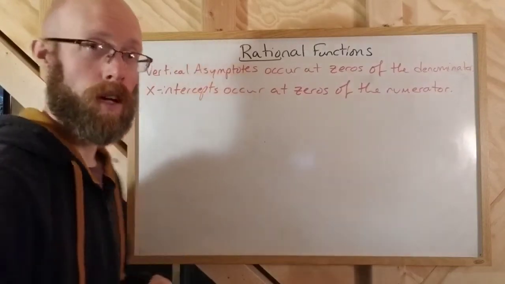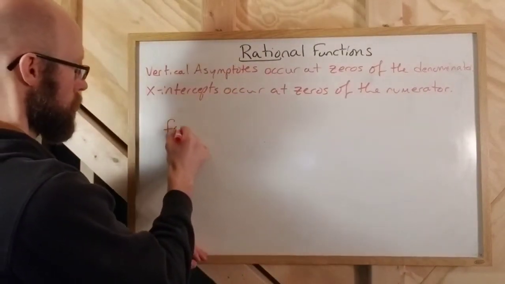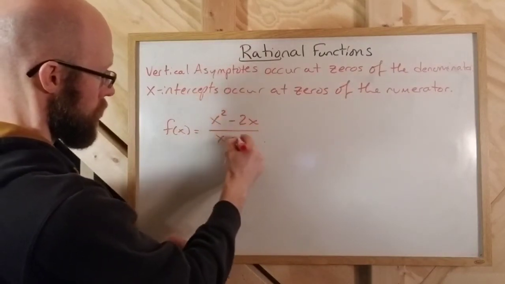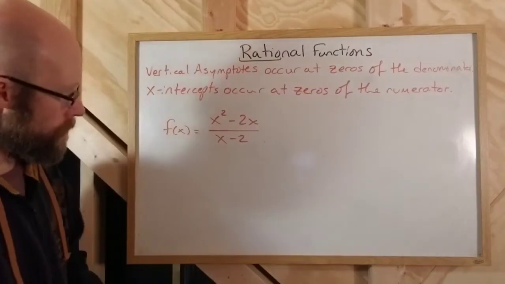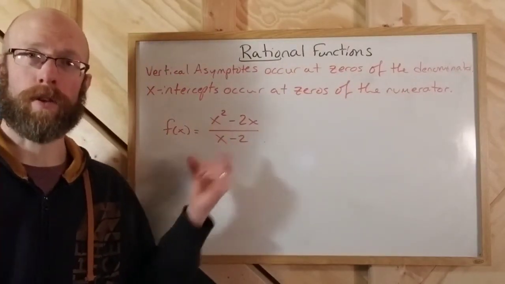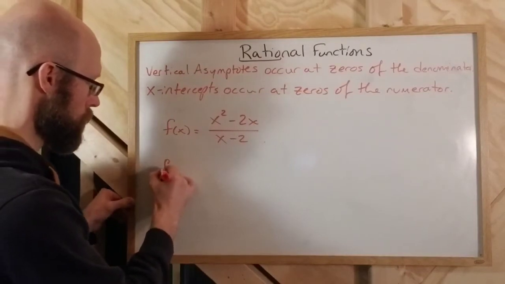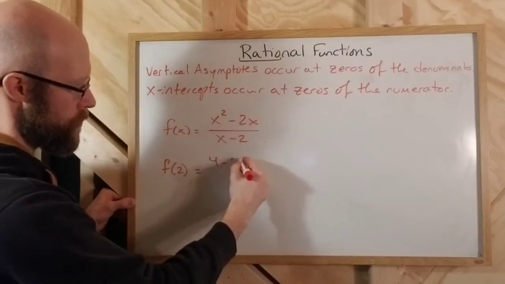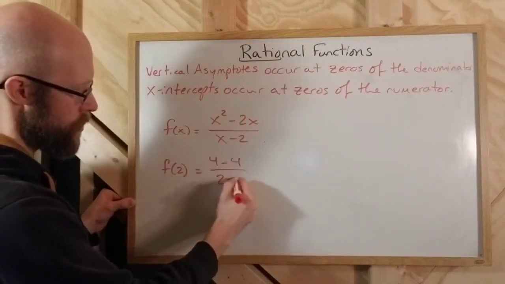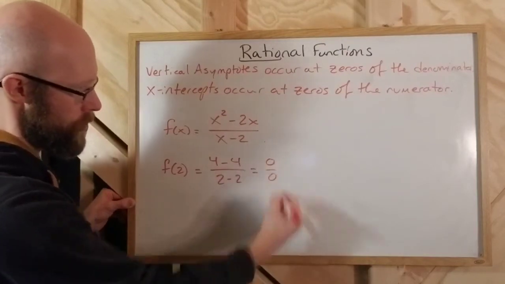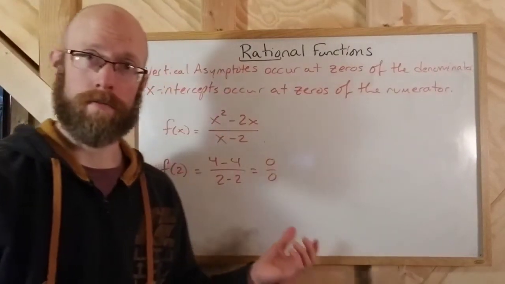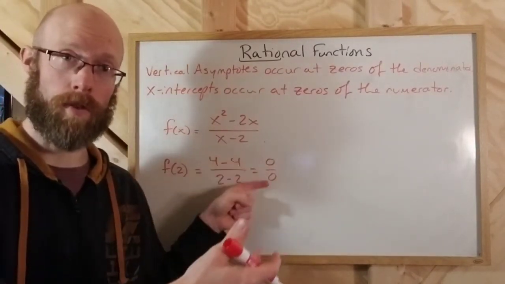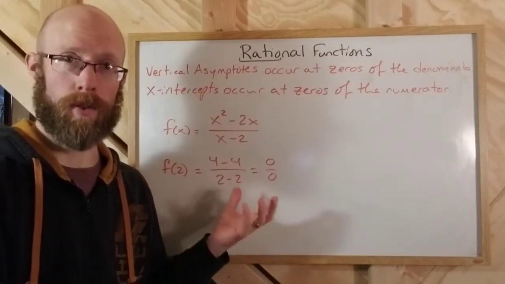Well, that could happen if your function was something like x squared minus 2x over x minus 2. You might not notice this right away, but if you plug in 2, you get 2 squared on top, 2 times 2 is 4, and then 2 minus 2, and what you end up with is 0 over 0. Well, that's strange, because we just said if you have 0 on top, the answer is 0, but if you have 0 on the bottom, the answer is undefined. So which one is it?